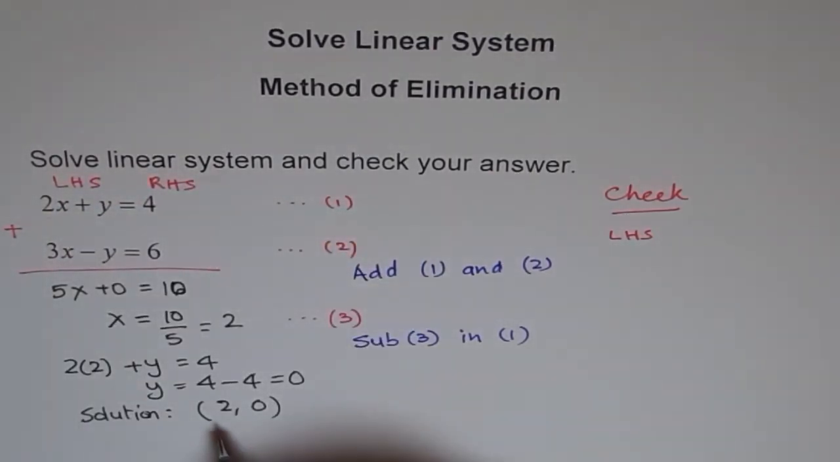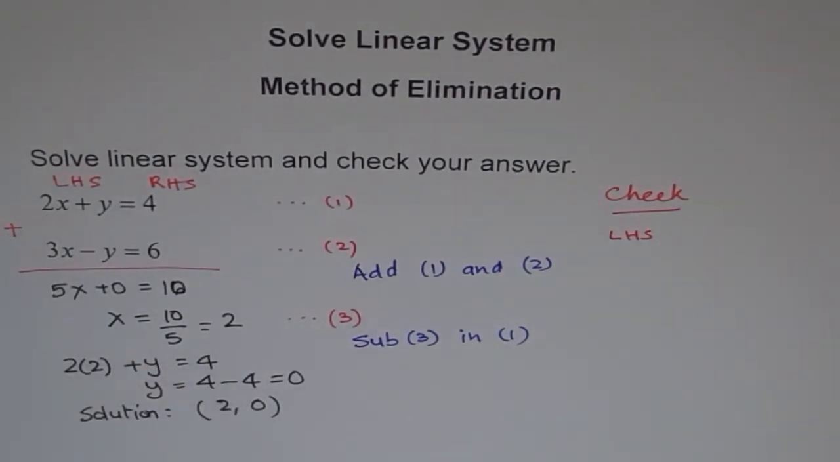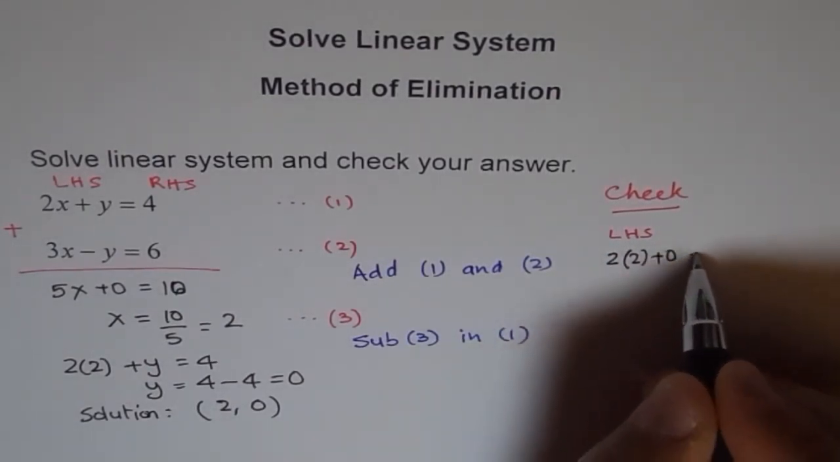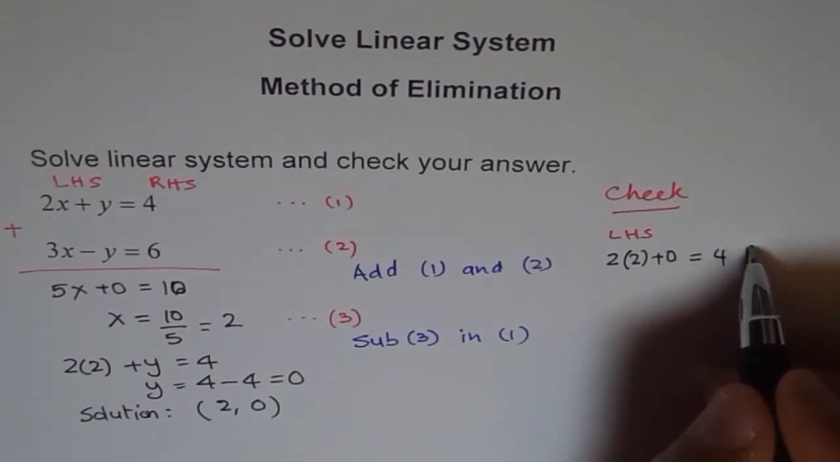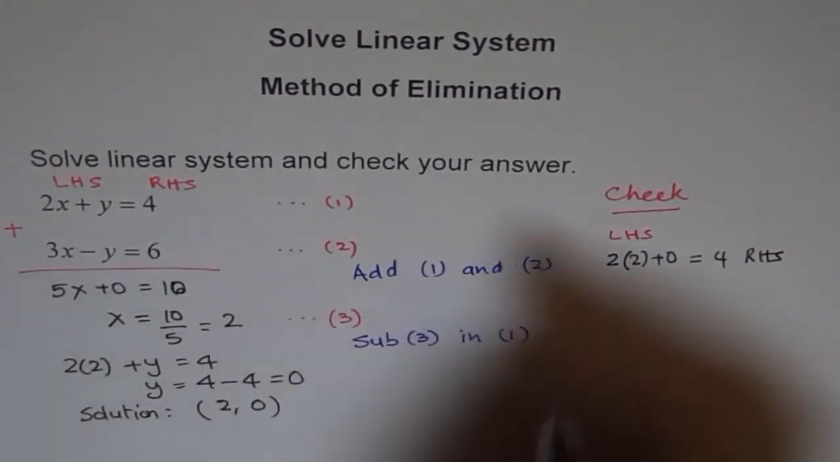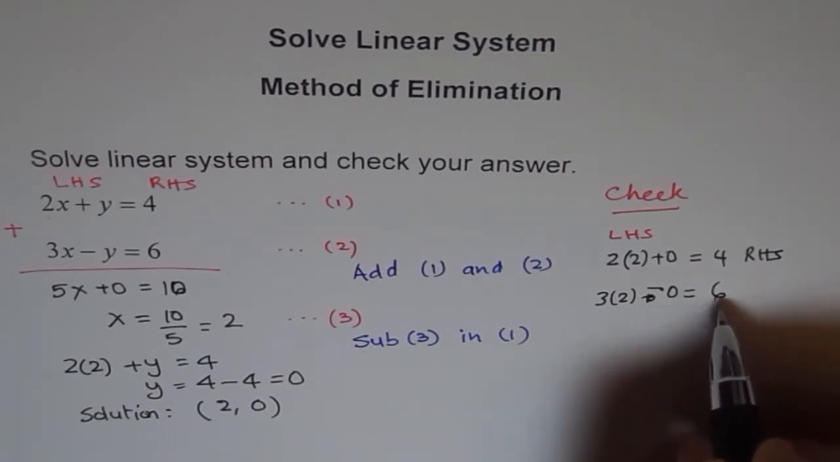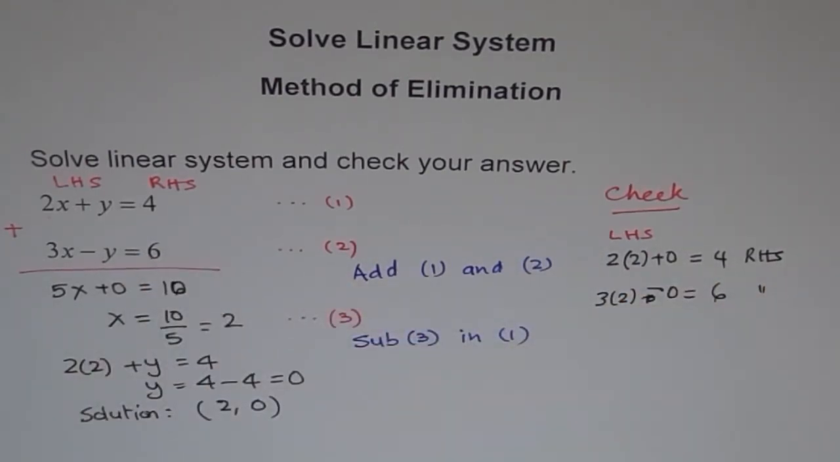If I write 2 for x, 2 times 2 is 4, and then with y as 0, 4 plus 0 is 4, so it works, right? So from the left hand side we have 2 times 2 plus 0 and we get 4, which is equal to the right hand side, which is 4. Second equation also you can try, 3 times 2 minus 0, which gives you 6, which is the right hand side, okay? So we checked that both the values of x and y were perfectly fine with the equations. Both the equations intersect at (2, 0), x equals 2 and y equals 0. So that is our solution for the linear system given to us.